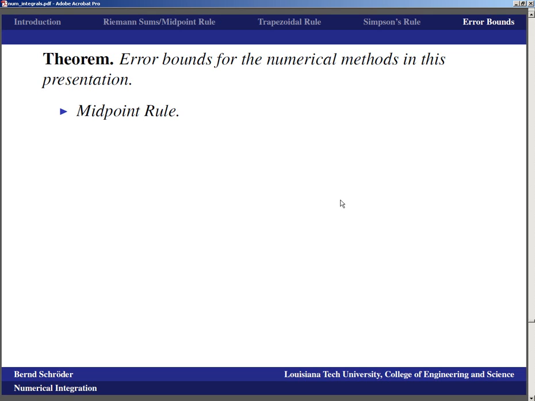So for the midpoint rule, the error formula is that the error that we encounter with the midpoint rule is less than or equal to k times (b minus a) cubed, so length of the interval cubed, divided by 24n squared. Makes a good bit of sense. If your interval is long, then your error is going to be bigger, right? If you use more partitions or more intervals, your error should be smaller. The 24 apparently comes somewhere out of the derivation.